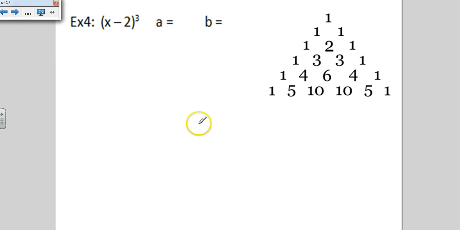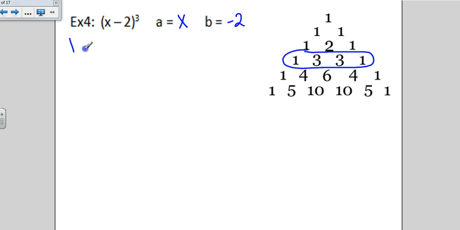So enough of that, why don't we try it ourselves? So a is the x term, and b is the negative 2. And this is a cubic expansion, so we're going to be looking at this pattern. So it probably would be helpful if you wrote out the generic 1a to the third plus 3a squared b plus 3ab squared, and then plus 1b to the third.